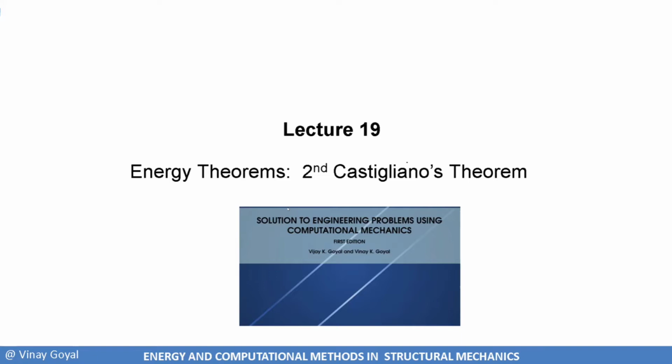The second one was that the loading is conservative. With these two assumptions, I was able to develop something called the total potential energy. And using total potential energy, I demonstrated that if I were to minimize that functional, the Euler-Lagrange equations happen to be the equilibrium equations, and the displacements that satisfy those Euler-Lagrange equations are the ones that render the system in equilibrium.